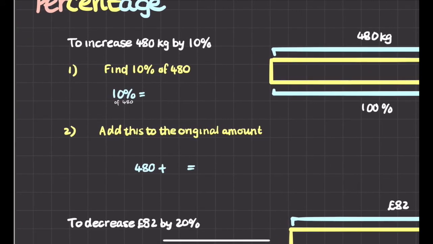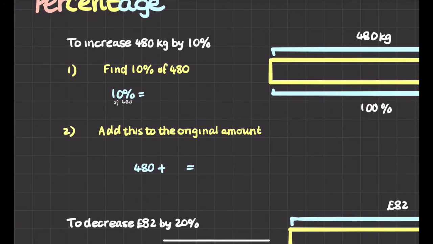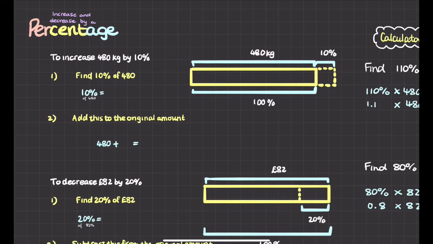So I want to increase 480 by 10%. So I've drawn a bar model here to help me visualize what I'm doing. I've got the full 480, and that's representing 100% of what I've got. But I want to have an extra 10%. I want to increase it by 10%. So I want to make this a bit bigger. I want to know what is this new size bar.